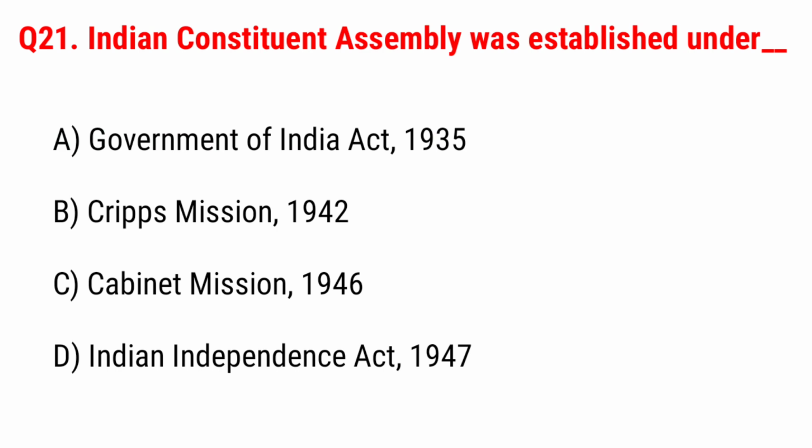Indian Constituent Assembly was established under option A Government of India Act 1935, B Cripps Mission 1942, C Cabinet Mission 1946, D Indian Independence Act 1947. Right answer will be the option C Cabinet Mission 1946. It is very important question, friends.